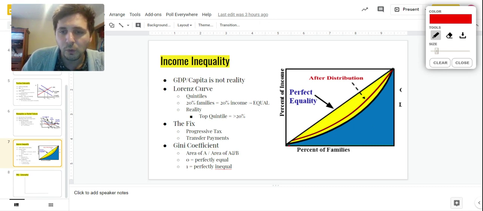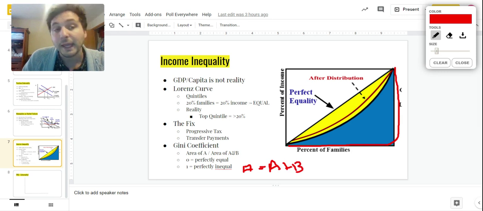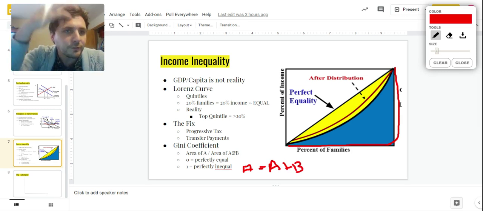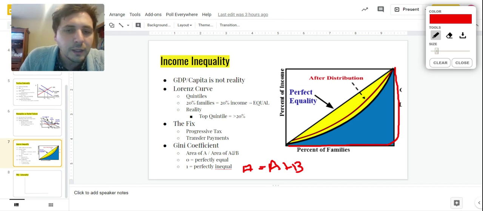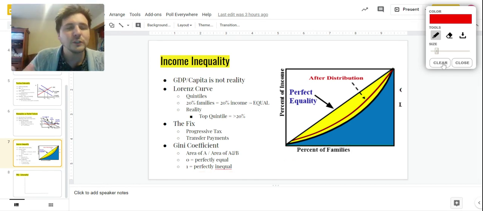But if this whole entire thing is the Lorenz curve, that giant thing where A is equal to A and B, then we divide that out. If A is 100 and A and B is 100, 100 divided by 100 is going to be 1. And that means we are perfectly unequal. That's important because the higher the coefficient, the more unequal it's going to be.